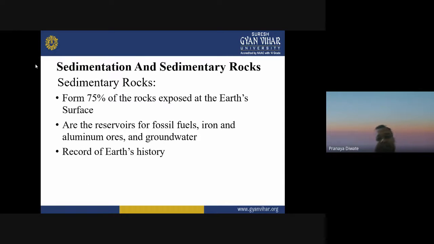So, sedimentation and sedimentary rock. About 75% of the rocks exposed at the earth surface, most of the part which you can see on the earth, is mostly of sedimentary origin.